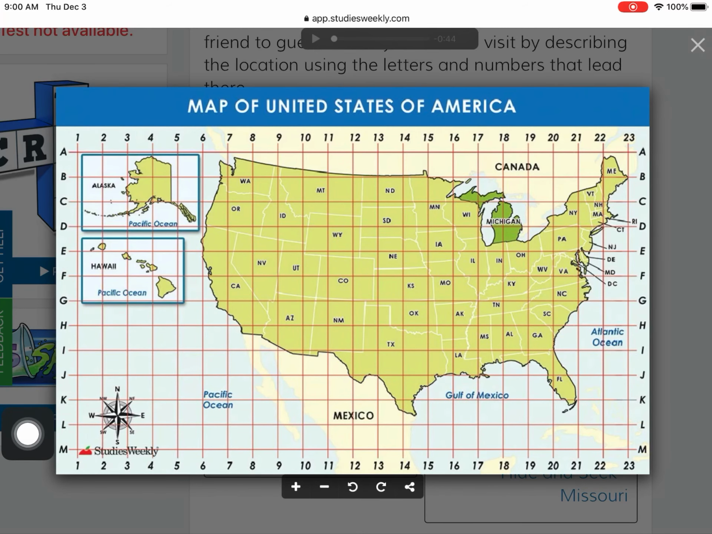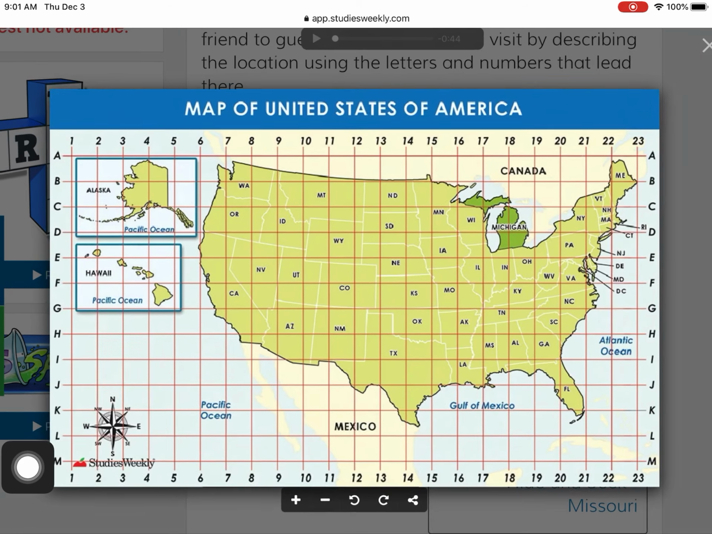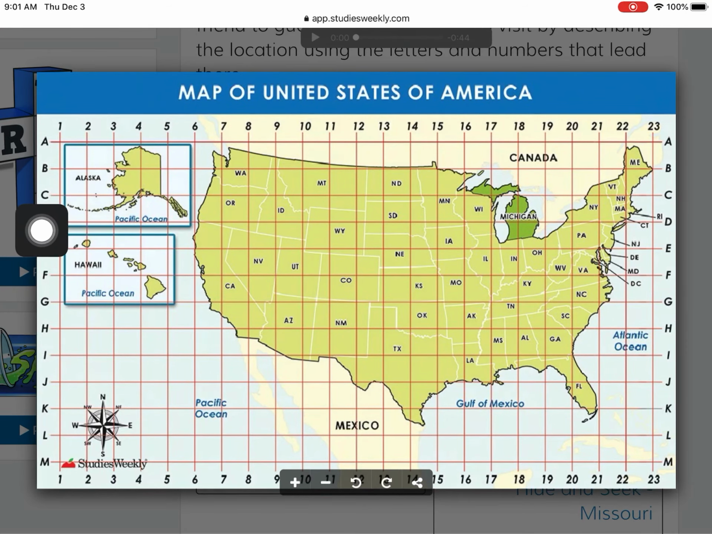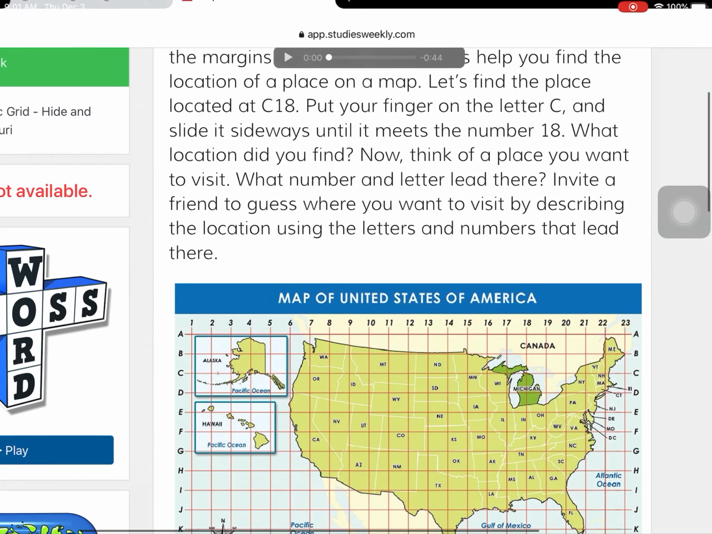The directions said to find C and drag your finger along that line. So you're going to come with me. Oh, let me click up here again. Sorry about that. You're going to find C. Drag your finger. You might have to hover on your iPad, but drag your finger along that line C. Very good. So that's what they're talking about here. And then they said to slide it sideways until it meets 18.